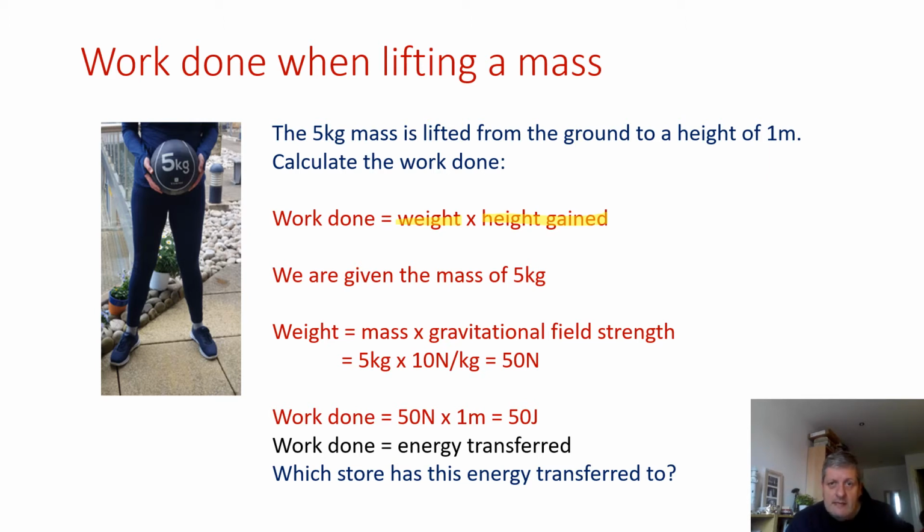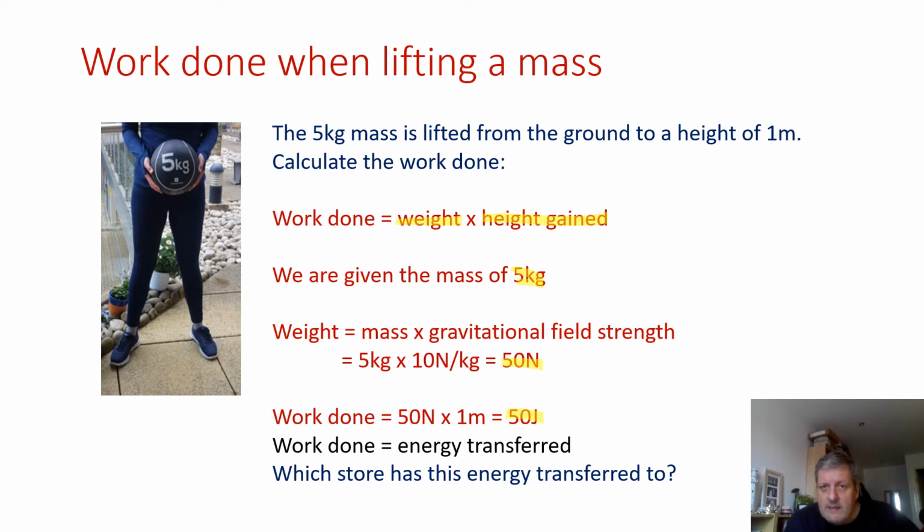So we can find the work done from weight multiplied by height gained. We're given the mass of 5 kilograms. We need to convert that to a weight. So you may have met this equation before. Weight equals mass times gravitational field strength. The gravitational field strength value on Earth is 10 newtons per kilogram. It's a rounded value. It's the value you'll be given to use in exam questions. So we simply take the mass, 5 kilograms, and multiply that by 10 newtons per kilogram, and we get a weight of 50 newtons. So what we've then got to do is just take the weight multiplied by the height, so it's 50 times 1, and that gives us a work done of 50 joules.